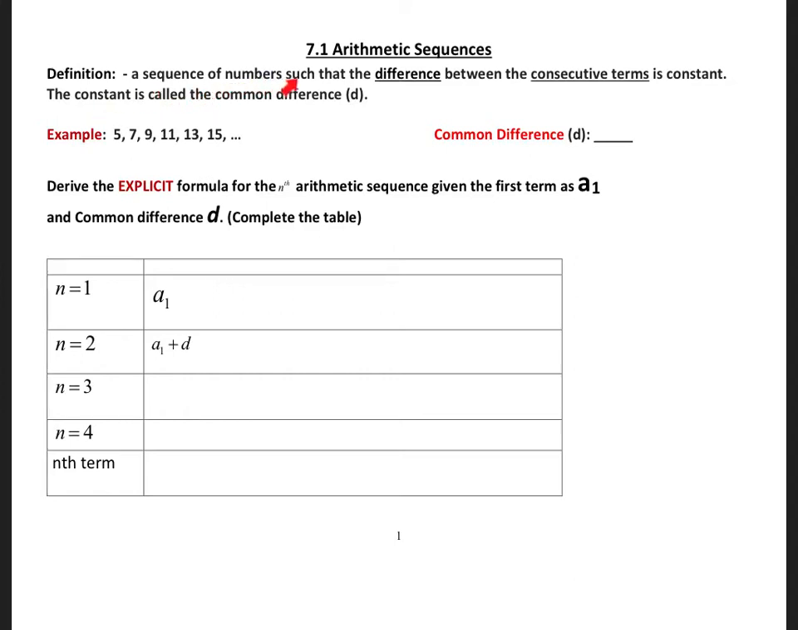An arithmetic sequence is a sequence of numbers such that the difference between consecutive terms is constant. The constant is called the common difference. Here we have an example. We are adding 2 to get the next number, so the common difference is 2.